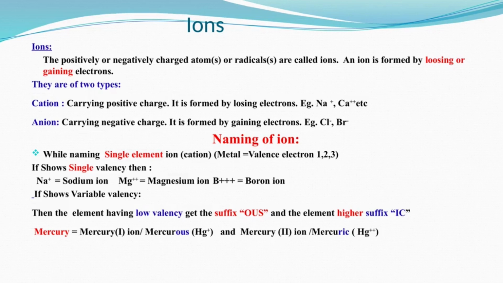This is about the cations, having metals whose valence electron is 1, 2 and 3. Now let's see the naming of negative ions. Okay, next slide.